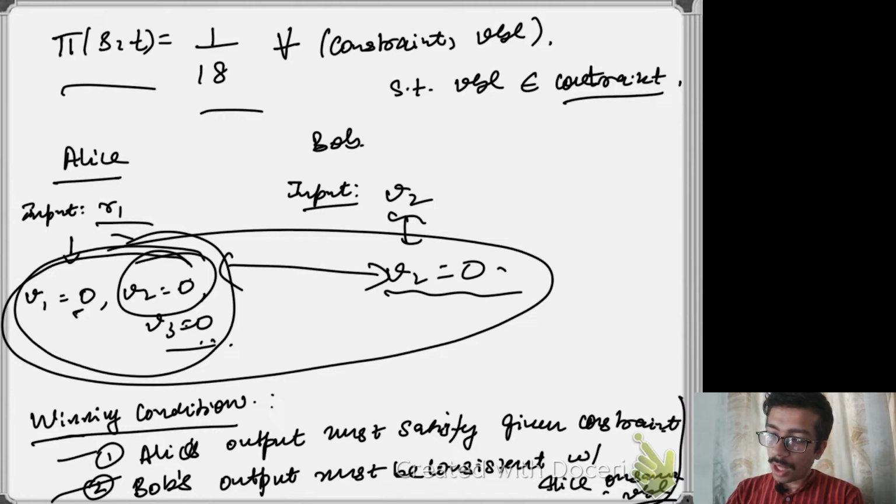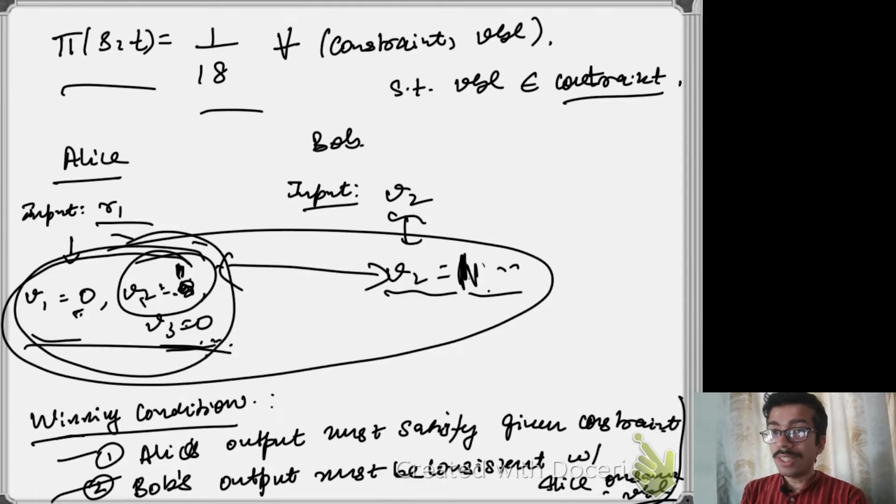Suppose Bob would have outputted say V2 equals 1, then they'll lose the game because these outputs are not consistent with each other, because Alice is saying V2 equals 0 and Bob is saying V2 equals 1. On the other hand, if let's say Bob gives an output V2 equals 1 and Alice gives an output V1 equals 0, V2 equals 1, V3 equals 0, then we'll see that the outputs are consistent but the constraint is not satisfied, so they'll again lose the game. So both these conditions should be met.